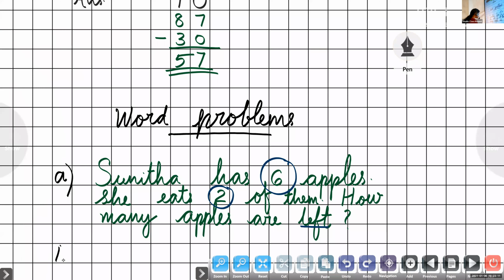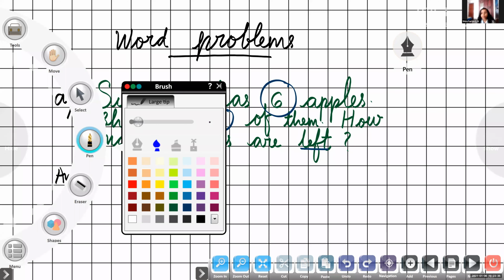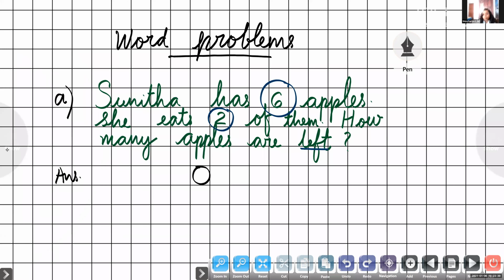Now let us write the answer. Here both 6 and 2 are one digit numbers having only one place. So let us write the place O. And 6 minus 2. Which is a bigger number? 6. So below 6, we can write the number 2. We are doing subtraction, so we put a minus symbol. 6 minus 2 is equal to 4.